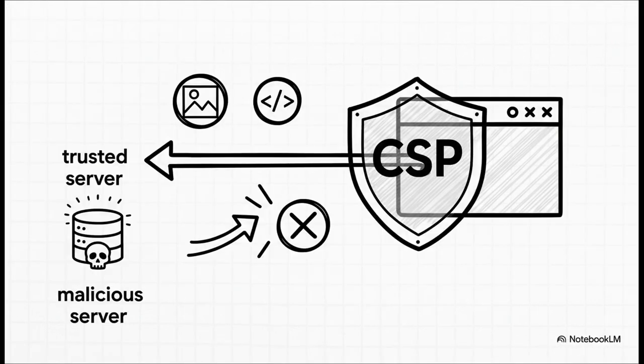Now, for a really powerful, modern shield, developers have something called a Content Security Policy, or CSP. You can think of it like a very strict set of rules that the server gives to your browser for that specific page. These rules say, hey browser, you're only allowed to load scripts from this trusted place. You're only allowed to load images from that trusted place. This is huge, because even if an attacker manages to sneak a malicious script onto the page, a good CSP will just block it from running, or at the very least, block it from phoning home with your data.